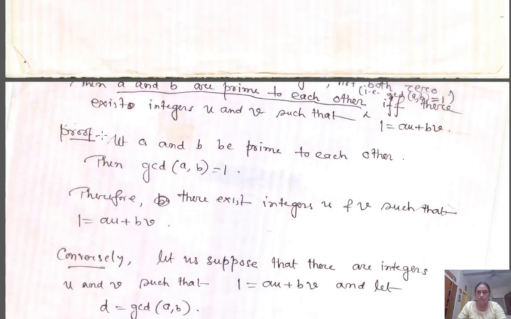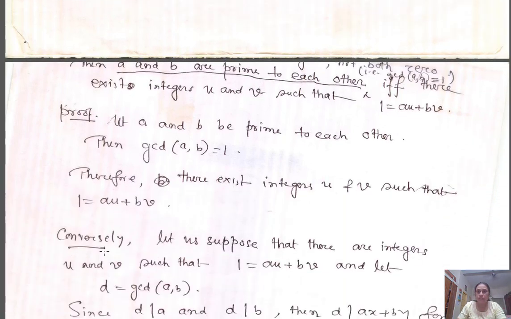Given two integers A, B, both not 0, A and B are co-prime if and only if there exist integers U, V such that 1 equals AU plus BV. This proof is very straightforward. If and only if means you have to prove both ways.